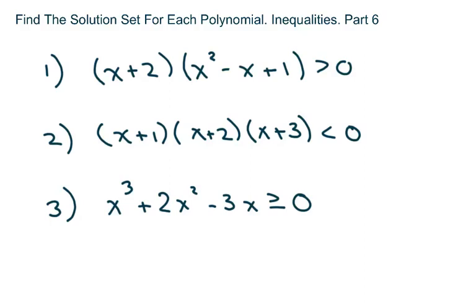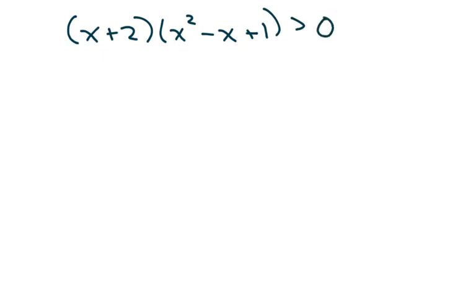Hi everyone, we're going to find the solution set for each polynomial. This is part 6 and these are the 3 problems we're going to do. The first one is x plus 2 times x squared minus x plus 1 is positive.